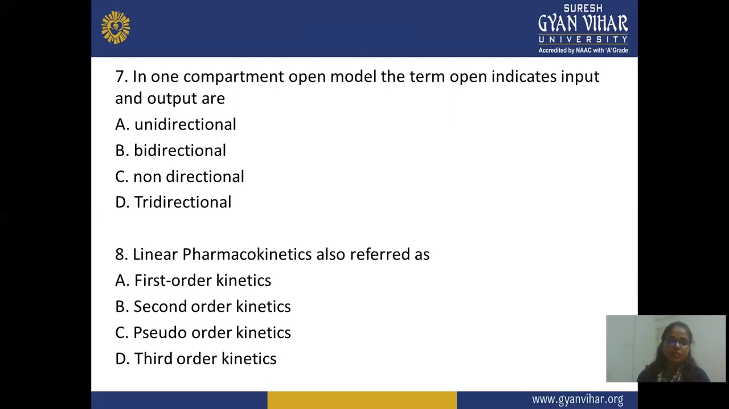The next, eighth question is about linear pharmacokinetics, also referred to as linear pharmacokinetic. If you know this, then you can answer the question according to the different kinetic reactions. Option A is first order kinetics, B is second order kinetics, C is pseudo order kinetics, and D is third order kinetics.